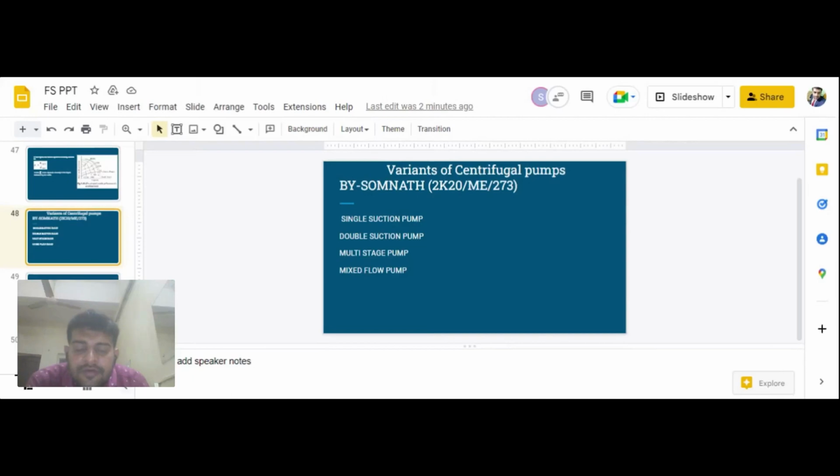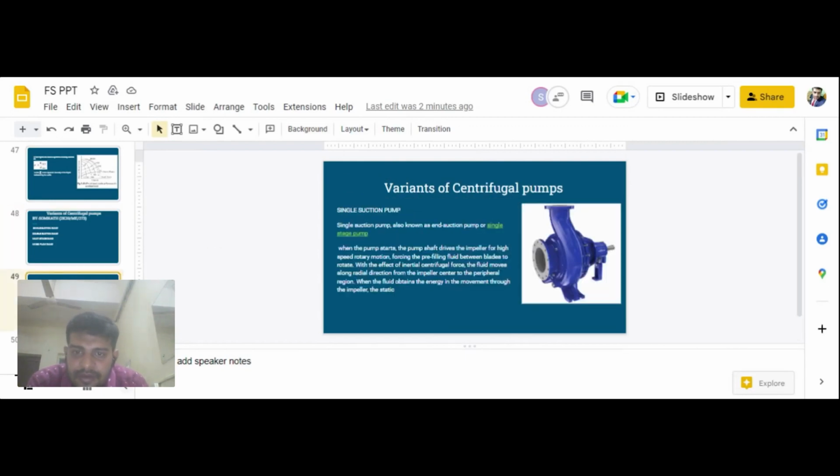I am Somnath. My roll number is 2K20 ME273. I am going to discuss the variants of centrifugal pumps. These are single suction pumps, double suction pumps, multi-stage pumps, and mixed flow pumps. Now I am starting with the single suction pump.